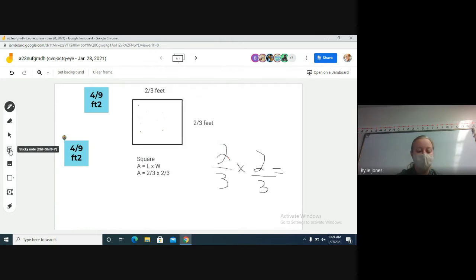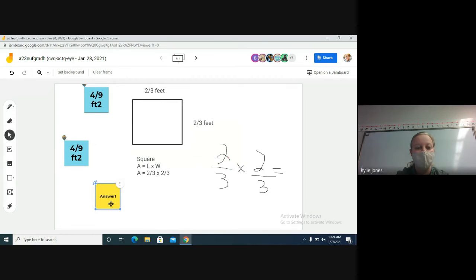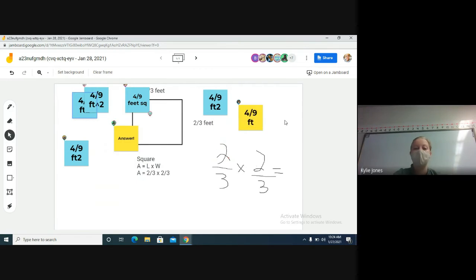Okay. To add a sticky note, if you're looking at my screen, you click on the sticky note button and you type in your answer. And it'll show up on top of the one over here, and you can move it around. So we should have lots of different answers here. A lot of you guys have put answers. So add some answers. Good, 4/9. We're seeing a lot of 4/9.